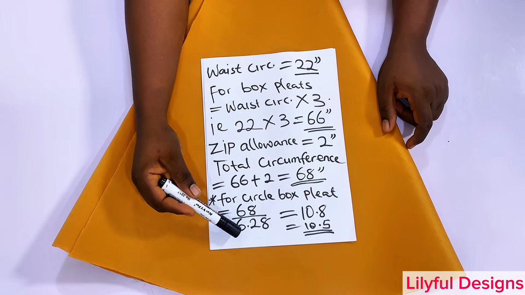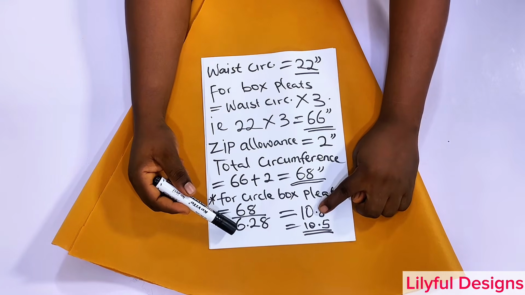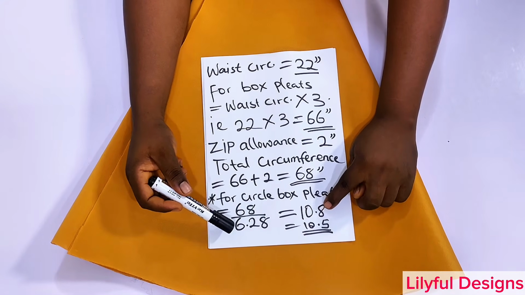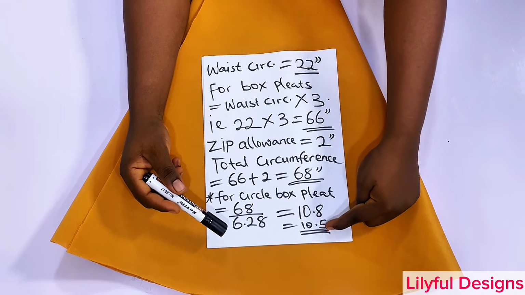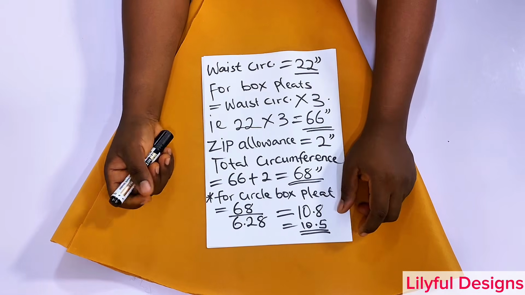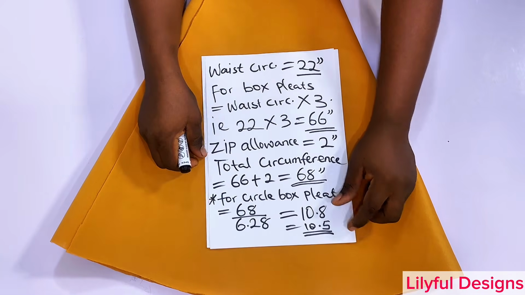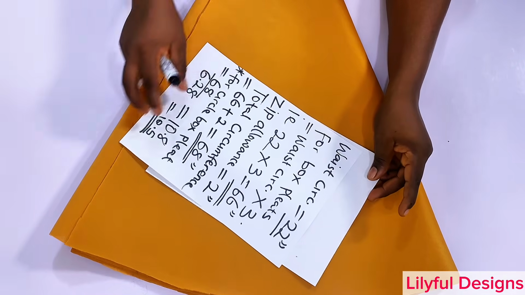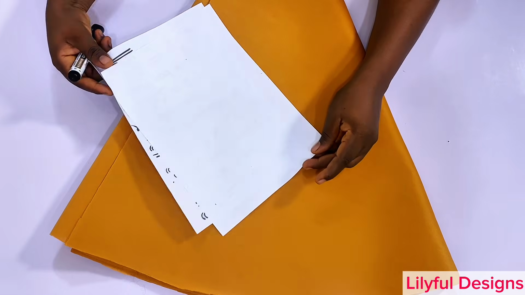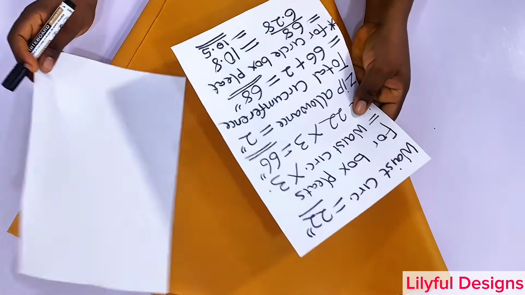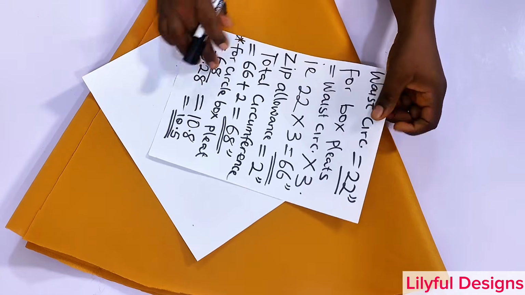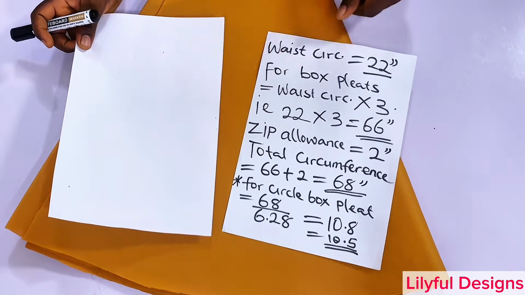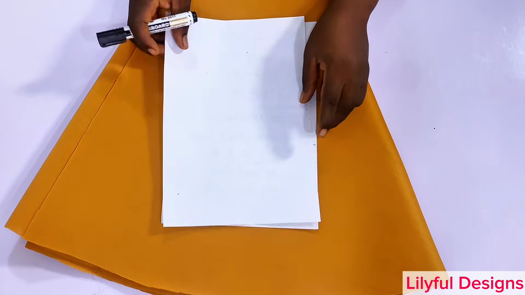Because I am making a bust pleat, I'll have to divide with the formula for a full circle, which is 6.28, and I got 10.8, but I'll be using 10.5 so as to end up with the exact 68 inches. Circles tend to stretch out, especially if you're working with material that stretches. So this is how you get your first parameter, which is the radius.